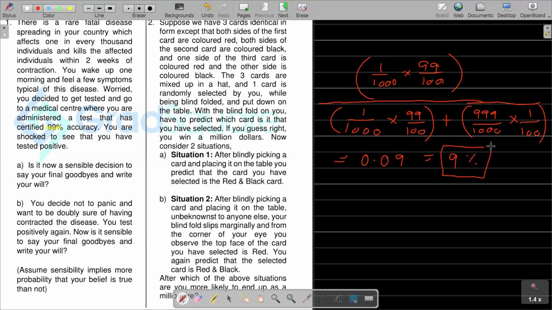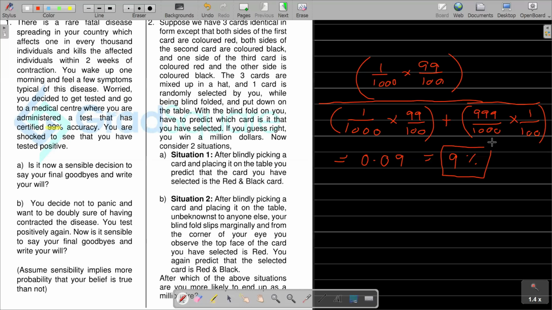So many of you were ready to write your will and say your goodbyes for a 9% probability that you are going to die. Do you realize how stupid a choice and decision you made? Because the question said that the test has 99% accuracy. You believed that test, but you forgot the rarity of the disease to be taken into consideration. And you did not understand how probability works.